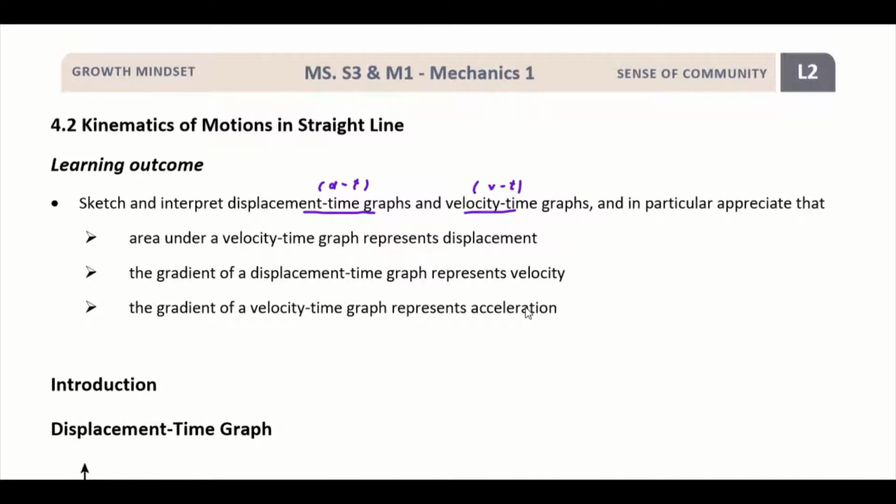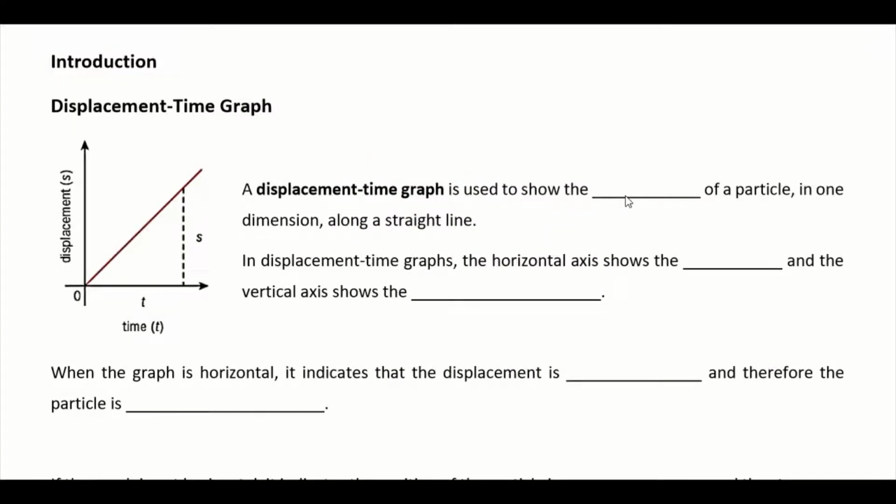Let's start with the introduction. The first type of graph is the displacement time graph. This kind of graph is used to show the position of a particle in one dimension along a straight line. I hope you still remember what one dimension means. It means either right is positive and left is negative, or up is positive and down is negative. We are not looking at any 2D or 3D spaces.